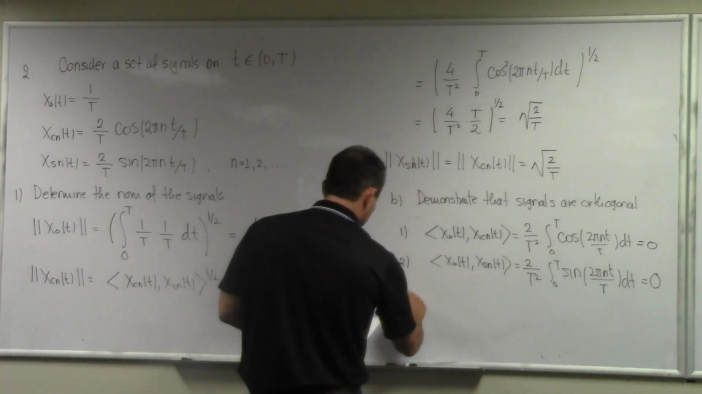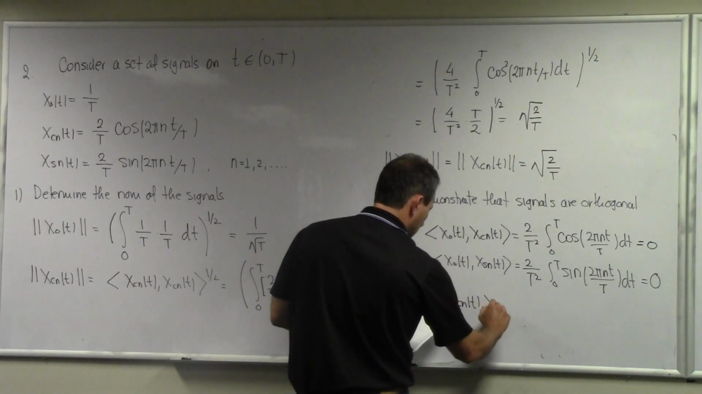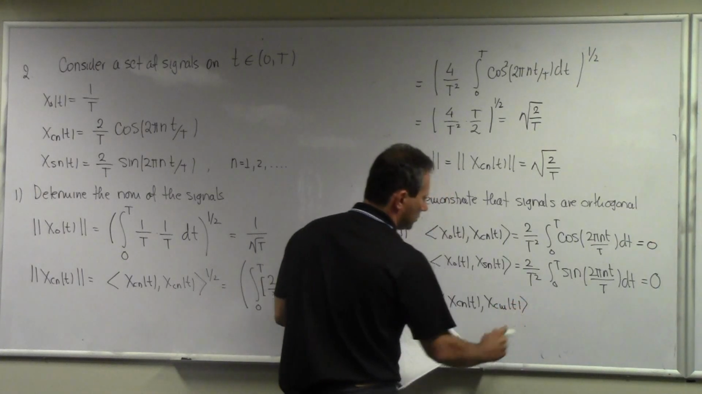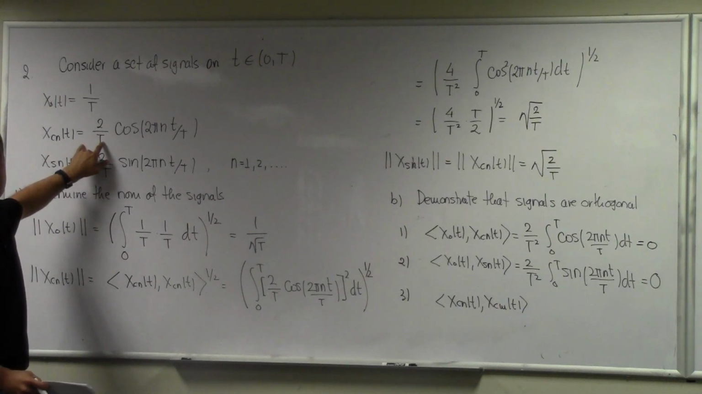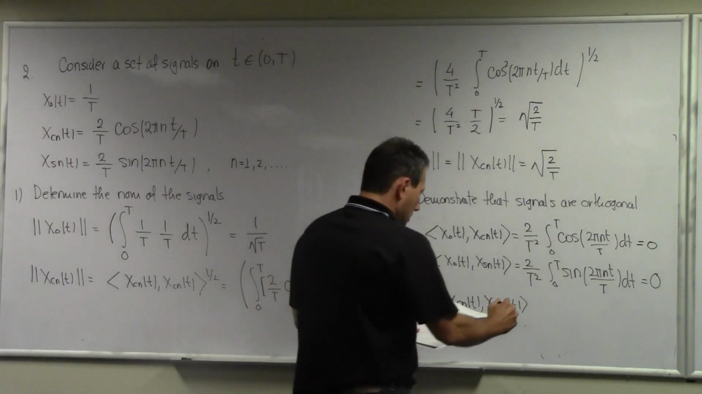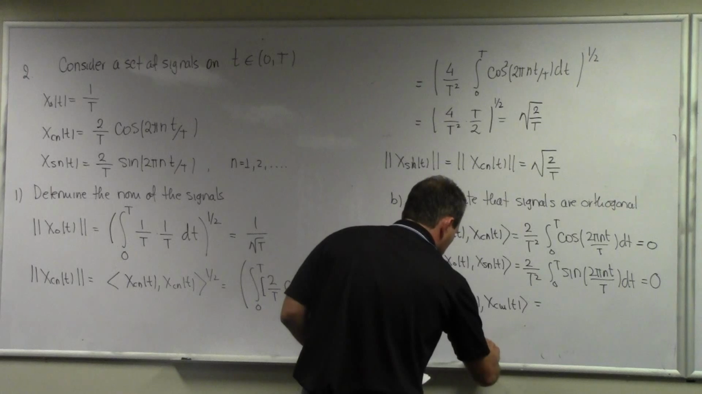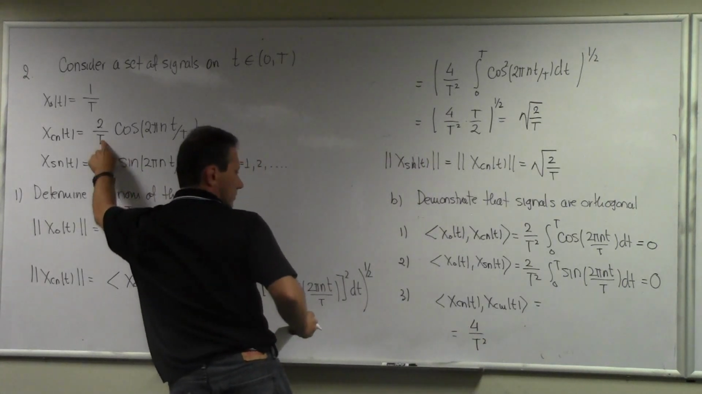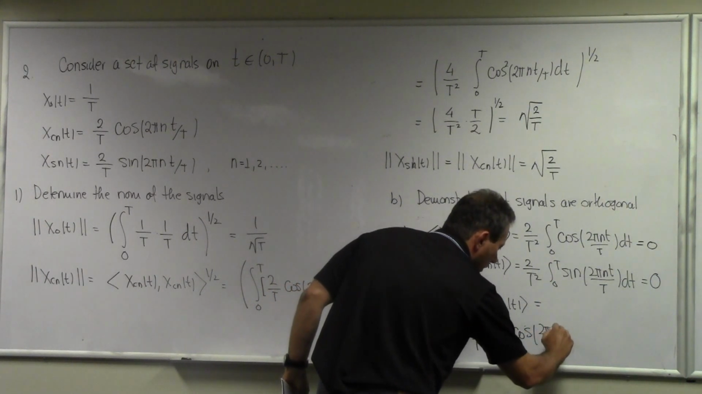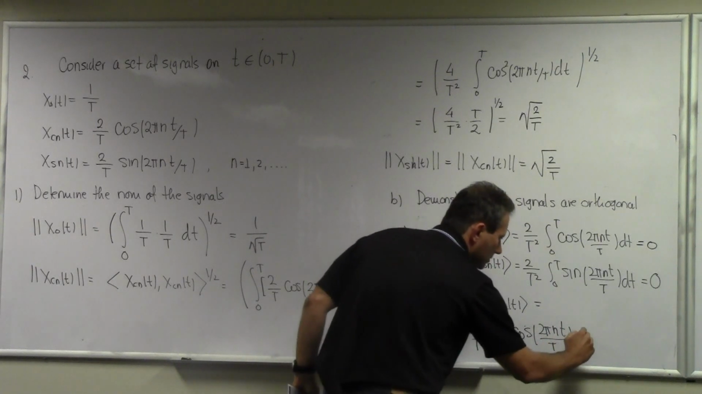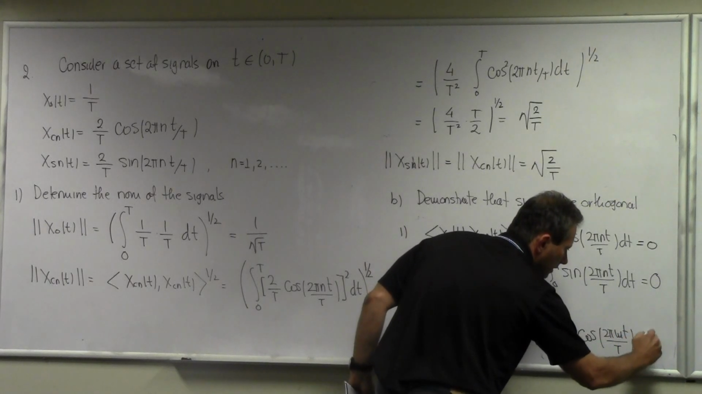The third thing I demonstrate is the dot product of x c n of t and x c m of t, right? I'm taking two waveforms from this group and taking the dot product between them, essentially the dot product between the two cosines. So this is equal to 4 over T squared, coming from these 2 over T times 2 over T, and then the integral from 0 to T of cosine 2 pi n t over capital T times cosine 2 pi m t over capital T dt.